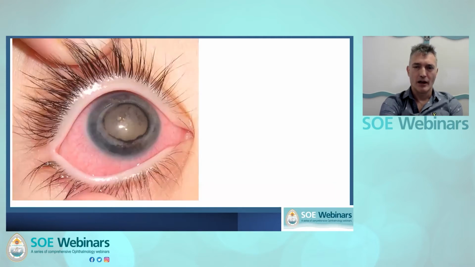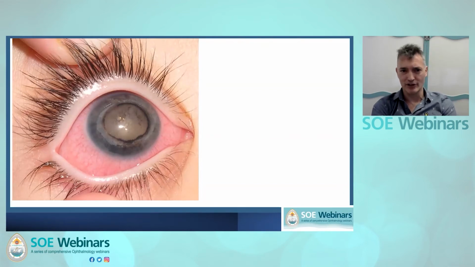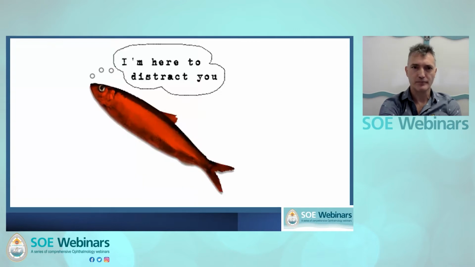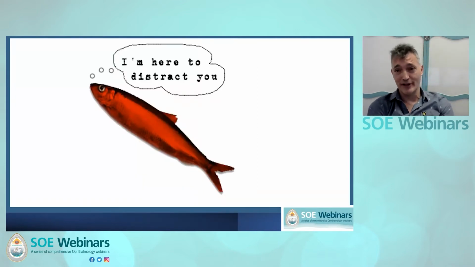And then here's another red eye with a dilated pupil. It looks like this has been happening for some time, but it certainly highlights the point that you must check the pupils, and that gives you a good sign of what's going on. One other thing is just don't be distracted by red herrings.